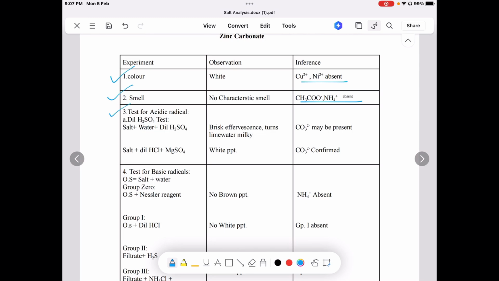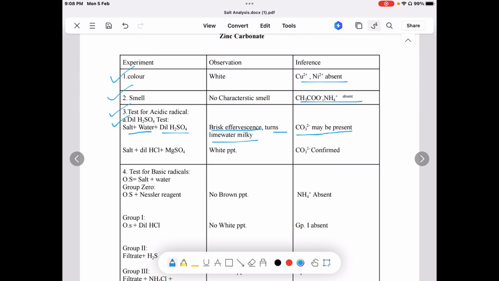Then the third step, test for acidic radical. In this case, first we do dilute sulfuric acid test. Salt plus water, this results in the formation of water extract. To this we add dilute sulfuric acid. Brisk effervescence comes out because of the evolution of carbon dioxide, which turns lime water milky. This shows the carbonate ion presence in a given salt.